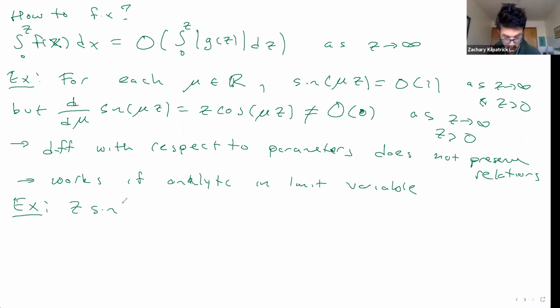All right. So another example. Are you saying sine of mu z is not analytic with z? The z cosine of mu z. That's not analytic? Maybe I have something wrong here. So I'm going to correct my notes here.